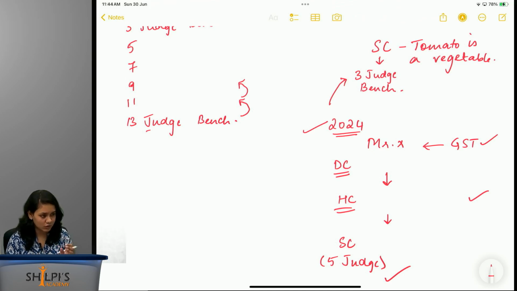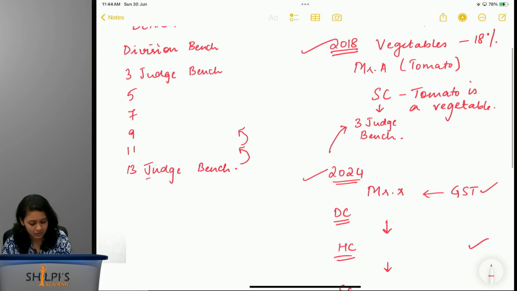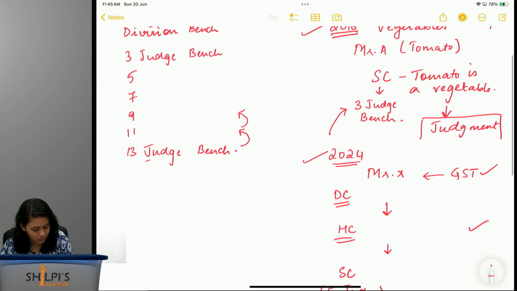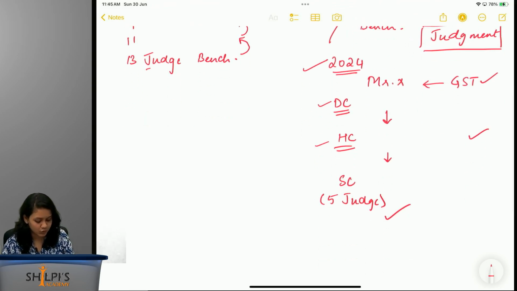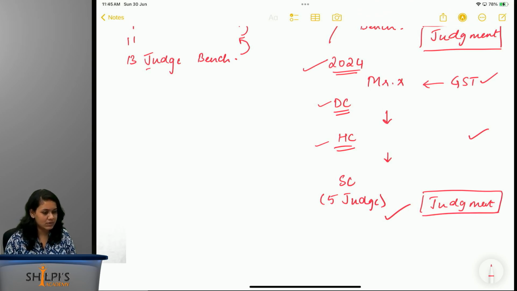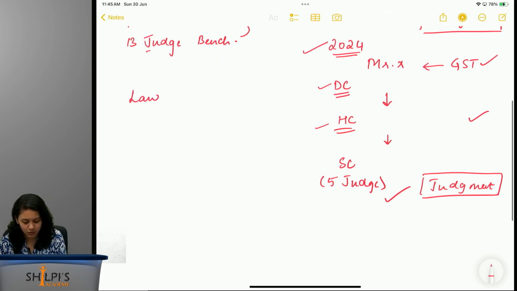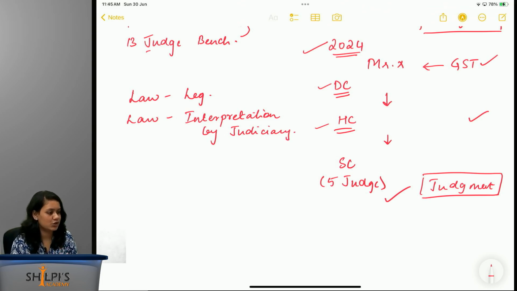Okay, this is what a precedent is. The Supreme Court here gave a judgment. This judgment was followed about 6 years later by the district court, by the high court. We call this judgment a precedent. Similarly, this Supreme Court would also give a judgment. This judgment is what I call a precedent. And a precedent is nothing other than a judge's interpretation of the law. Okay, so looking back, we have law made by the legislature, and law also includes interpretation by the judiciary. And this is your second source of law.